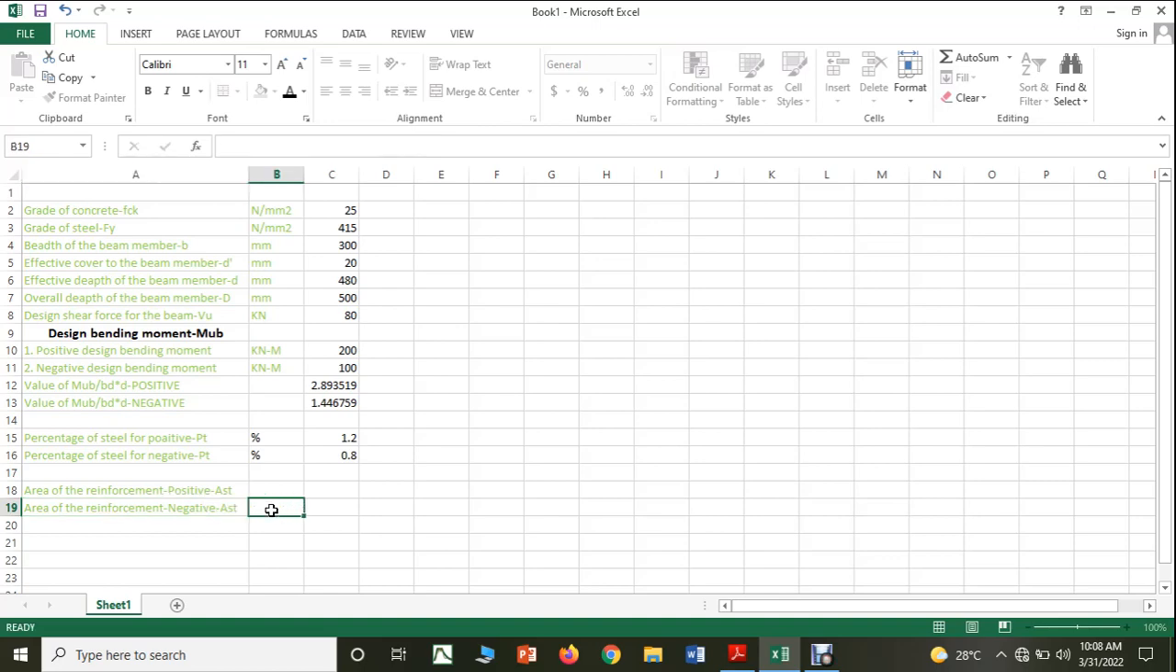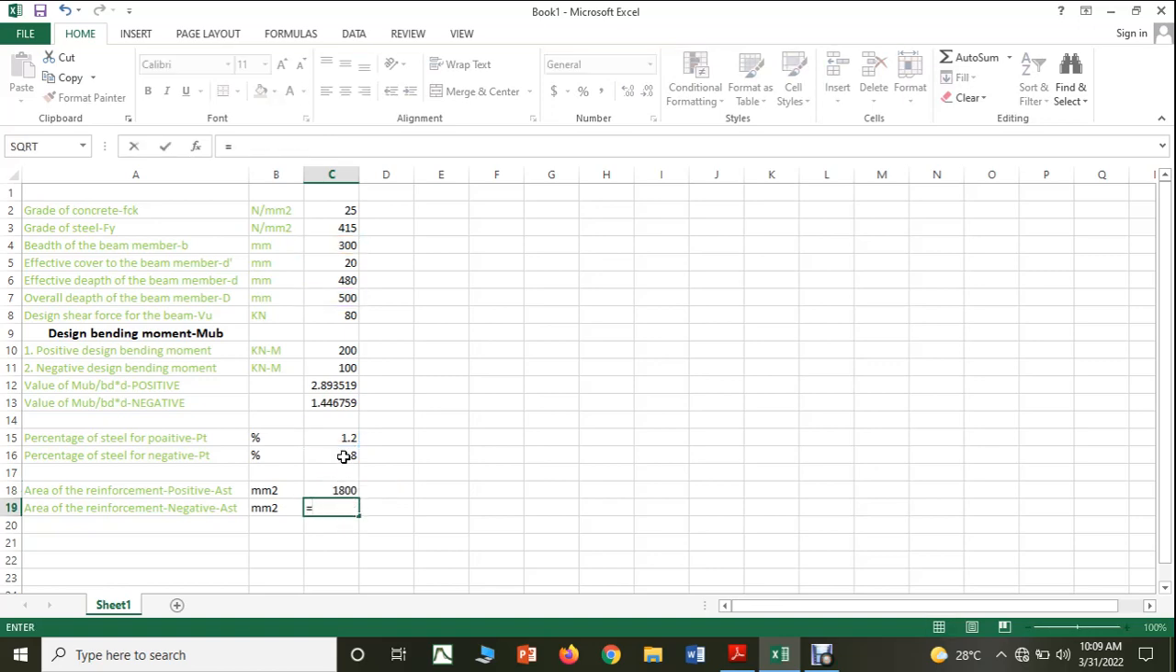It will be for the negative. So this will definitely be mm square. This also will be mm square. In order to get that, what you are supposed to do is, you get equals this by 100 into B into capital D. Yes, so that will give you the corresponding area.